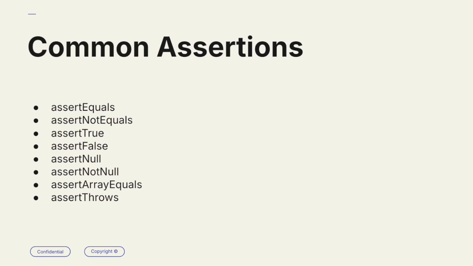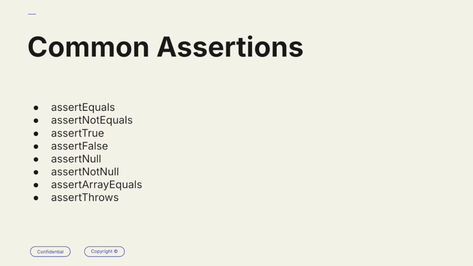assertTrue(condition). What if you just want to check if a condition is true? Use assertTrue to verify that a condition evaluates to true. assertFalse(condition). Similarly, if you need to test whether a condition is false, you can use assertFalse. assertNull(object). What if you want to ensure that an object is null? Use assertNull. assertNotNull(object). On the flip side, you can use assertNotNull to ensure an object isn't null.